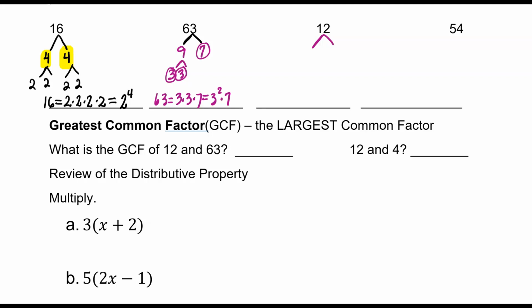12 can be broken down in various ways, but you could choose, for example, 2 times 6 if you want to. You can choose 3 times 4. If we break that 6 down, we get 2 and 3. So 12 equals 2 times 2 times 3, or you could write it as 2 squared times 3.